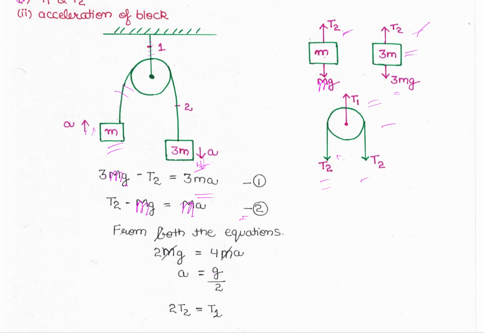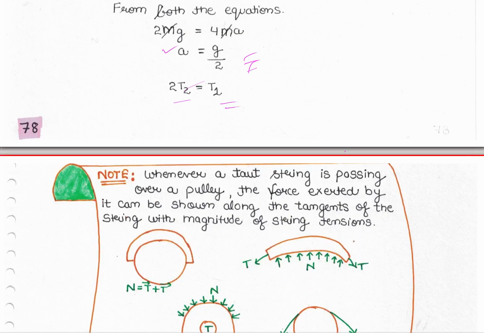Okay, and from these two equations we can write a is equal to g by 2. And this is the acceleration of the block. So from this figure we can write 2T2 is equal to T1, as you can see here.